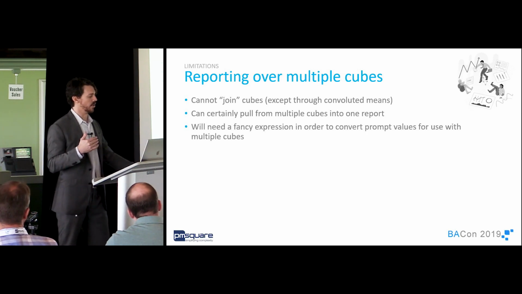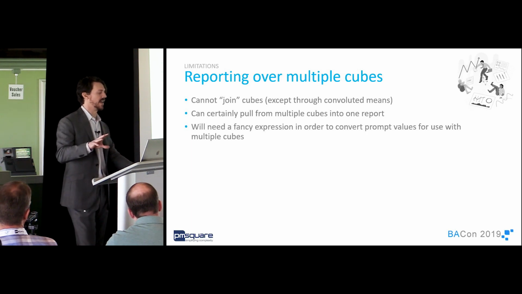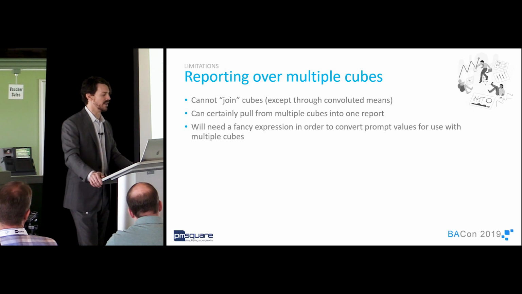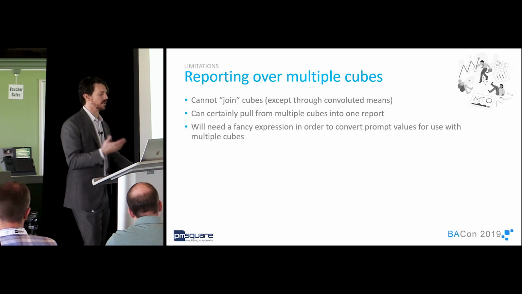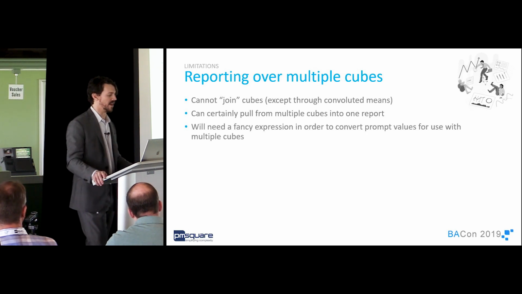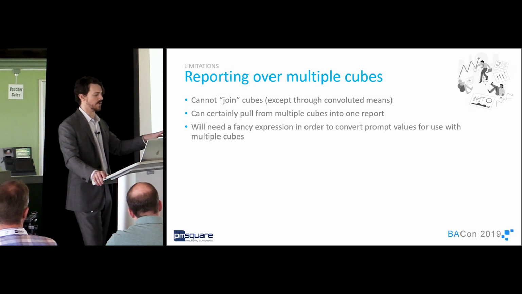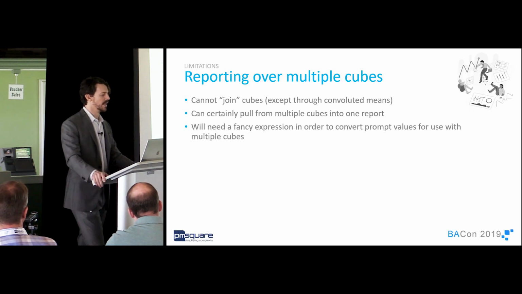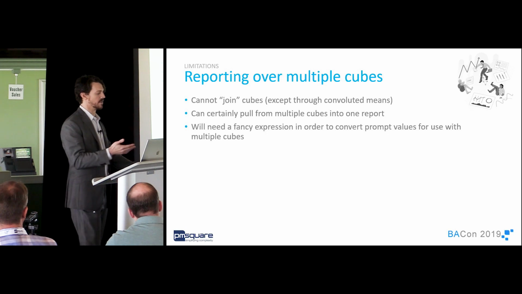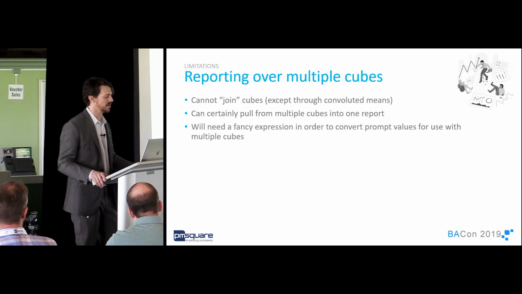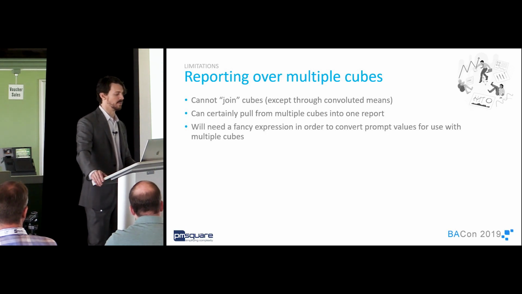So for a particular use case, you maybe could go that route, but in most cases you want to avoid that. So you might need to, on the Planning Analytics side, again, create a reporting cube that actually has all the data points that you need. That being said, you can certainly pull from multiple cubes into a report. That's not a problem. You could have one visualization source from one cube, one from another cube. Just be aware you might need to use some, what I said, are fancy expressions in order to convert prompt values for use in multiple cubes.